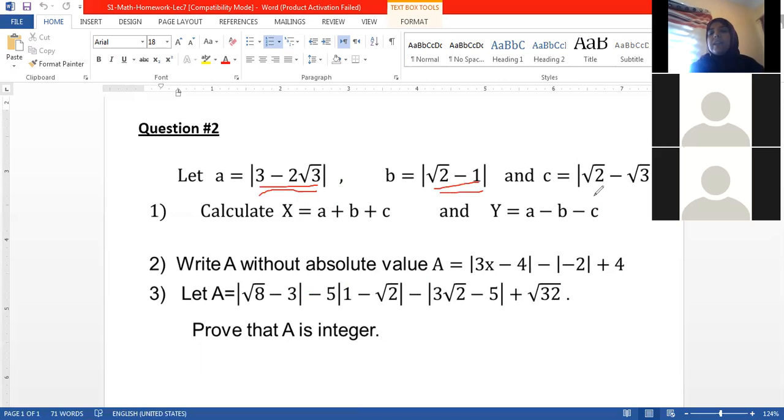The third one, radical 2 minus radical 3. Negative. So what do we do? We flip the numbers. So very good. So it becomes radical 3 minus radical 2. That's great. So now it will become easy to solve x and y. You just simplify them, right? Yes. Very good. Sami, did you get the answer for x? What's x?